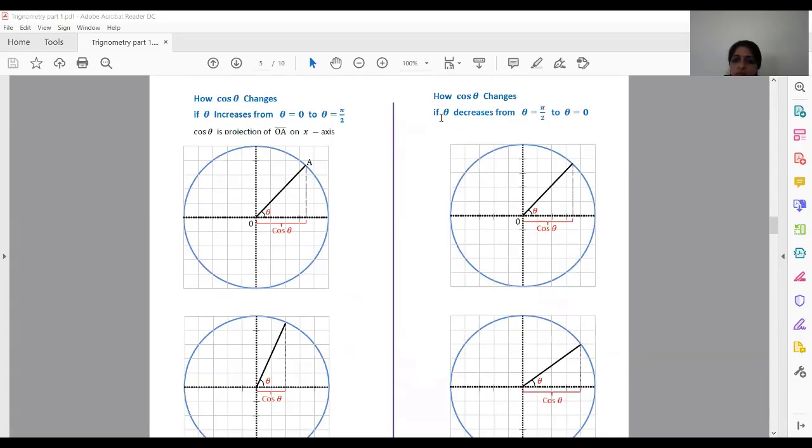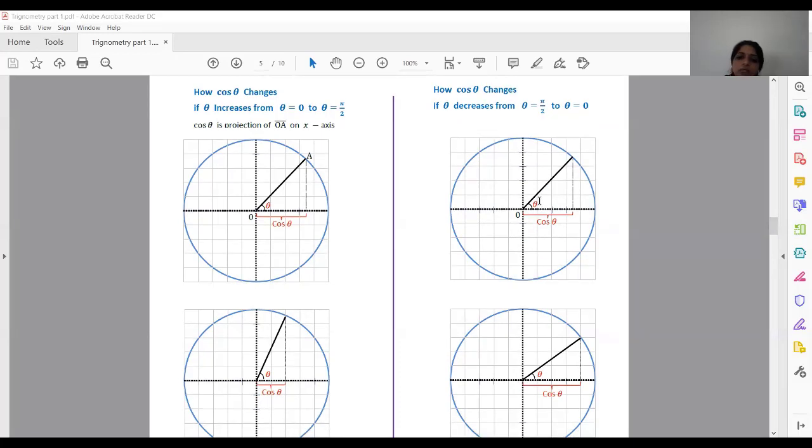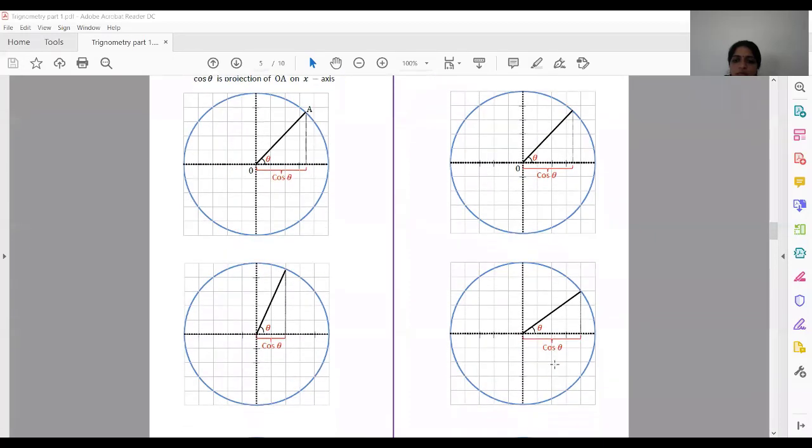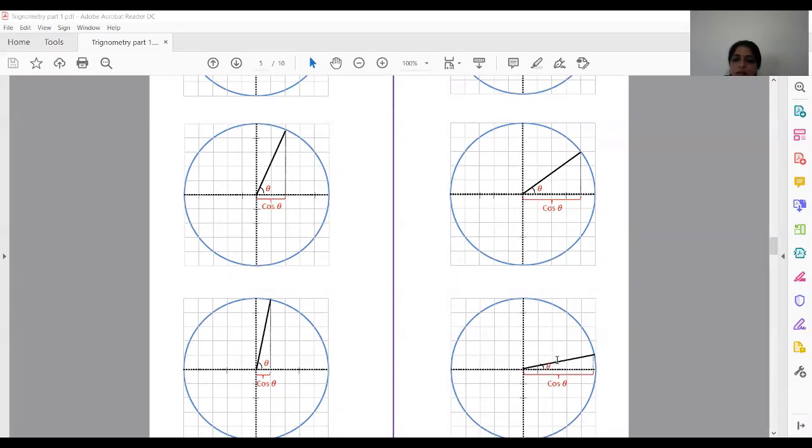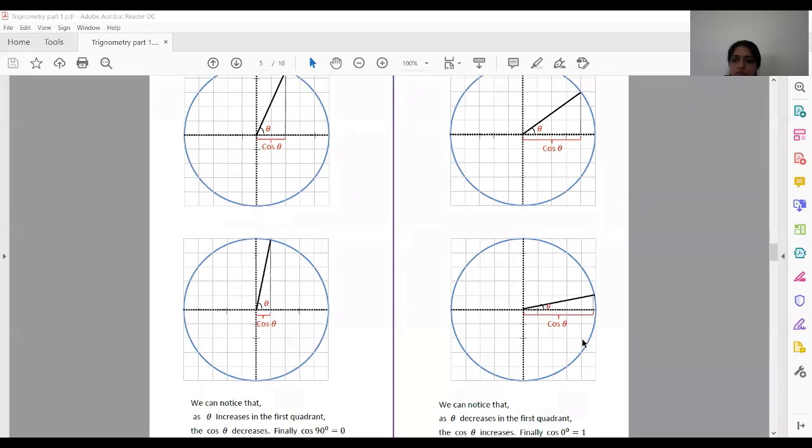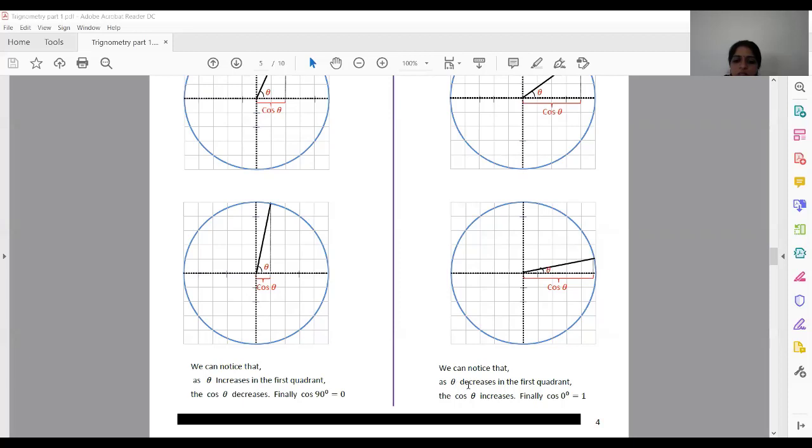Similarly, the opposite. How does cos theta change if theta decreases? In the first quadrant, theta was increasing and at that time cos theta is decreasing. So similarly, if theta decreases, the value of cos theta will increase. Okay, we'll check with the help of the figures. This is the value of theta, approximately 45. From the second figure, it is less than 45. Then in the third figure, it is near to 0. So we can easily say that as theta decreases in the first quadrant, cos theta increases.